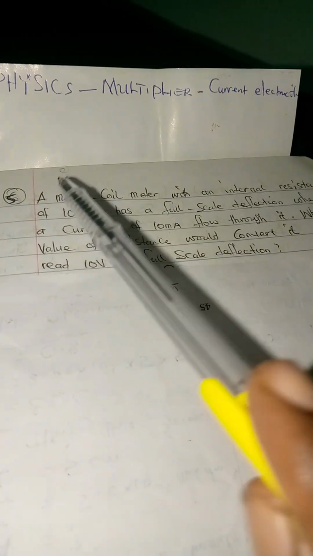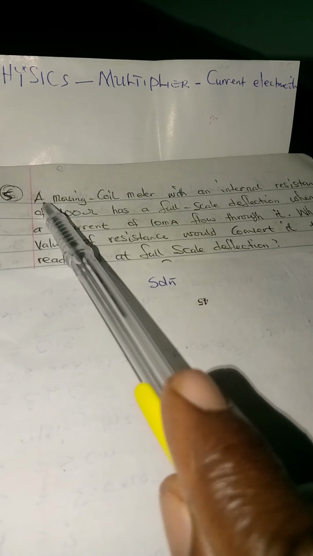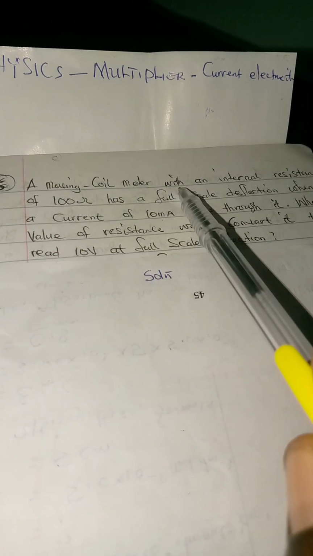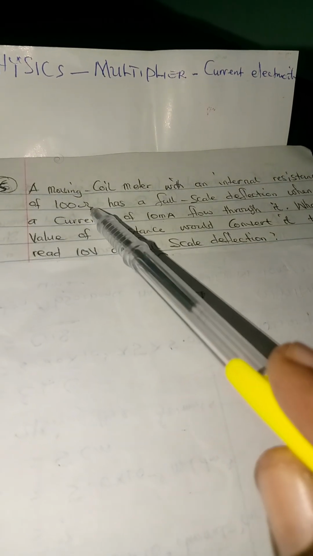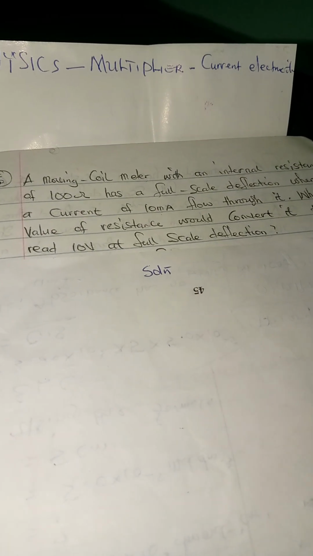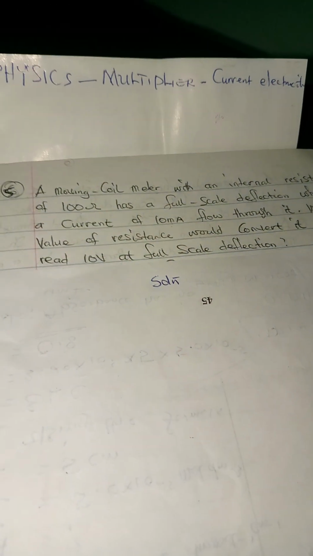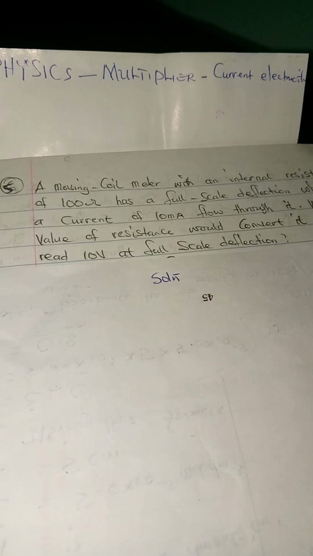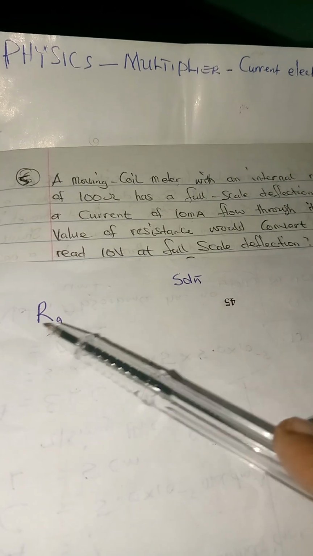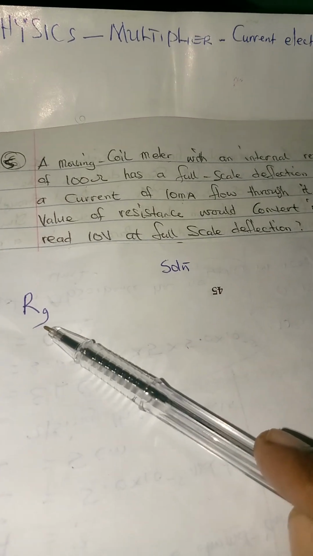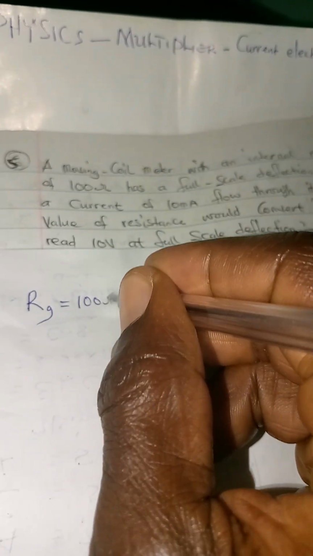Let's look at it. A moving coil meter with an internal resistance of 100 ohms. Now you have been given the internal resistance to be 100 ohms. Now this internal resistance is called the resistance of the galvanometer. So I'm going to write my resistance of the galvanometer. Do you see it? This R stands for the resistance, then G stands for the galvanometer. So I call it the resistance of the galvanometer is given to be 100 ohms.